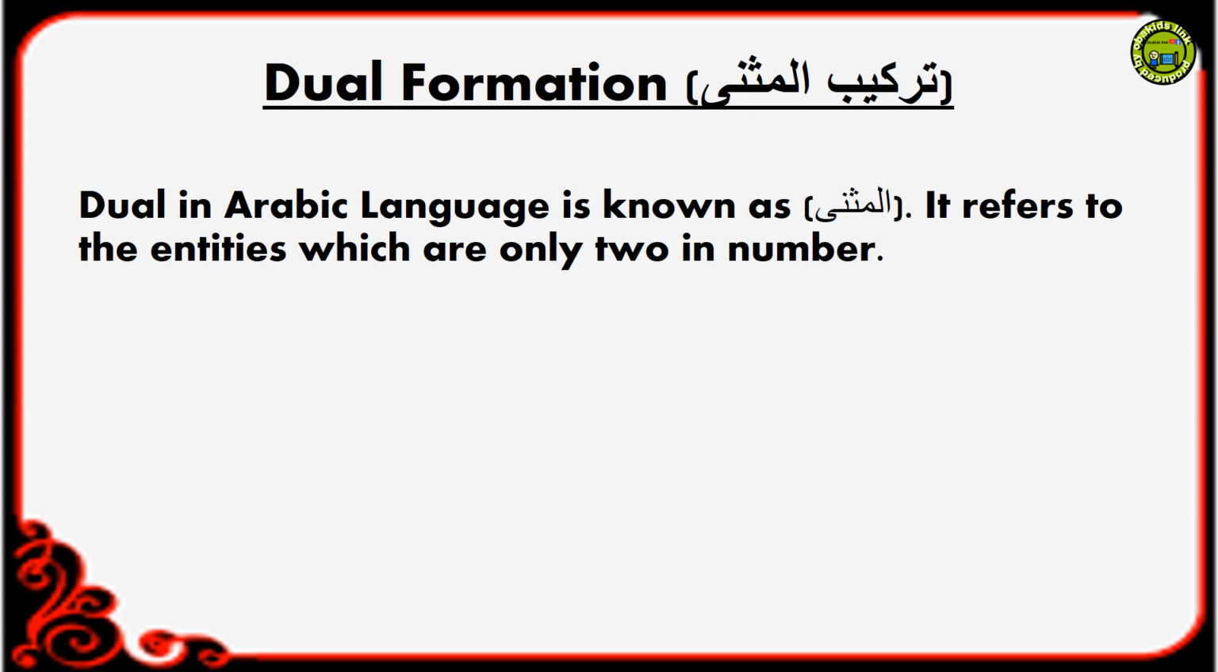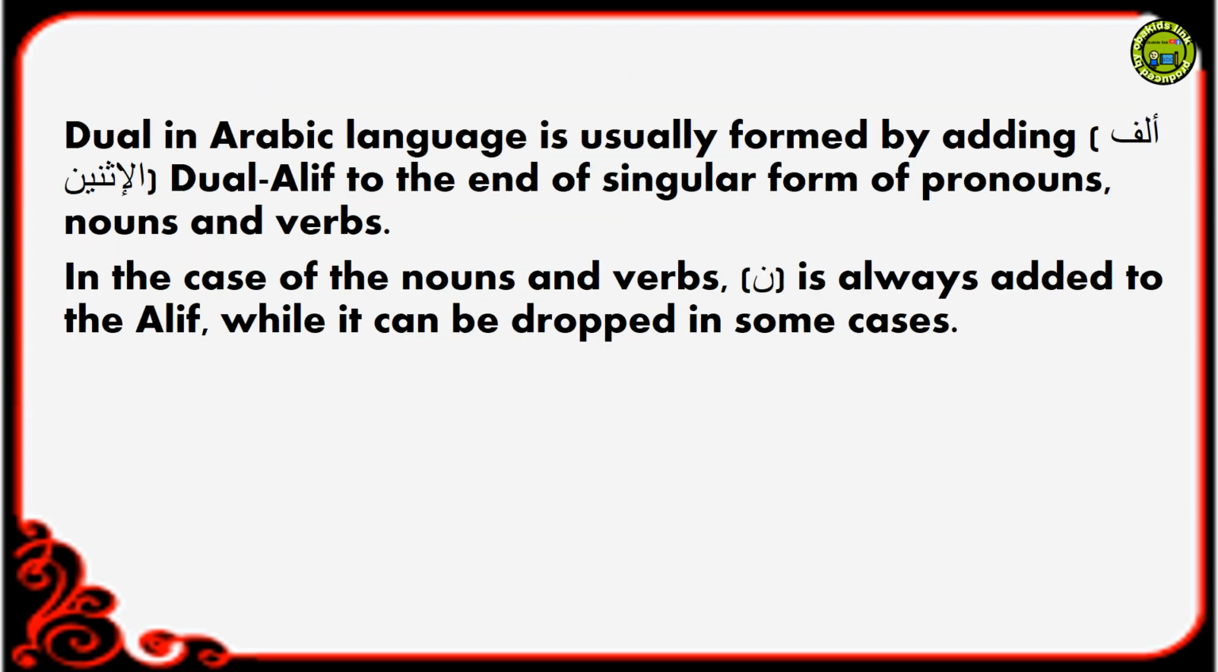Dual in Arabic language is known as al-Musanna. It refers to the entities which are only two in number. Dual in Arabic language is usually formed by adding alif al-isnayn, the dual alif, to the end of the singular form of pronouns, nouns and verbs. In the case of nouns and verbs, noon is always added to the alif, while it can be dropped in some cases.